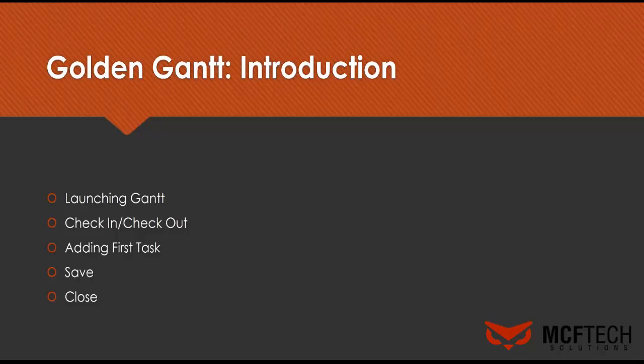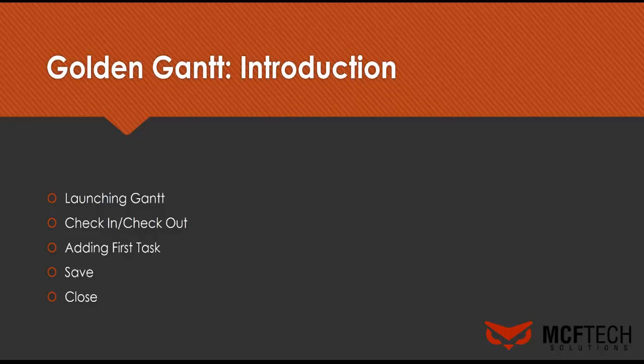Today's lesson will be an introduction to MCF Tech's Golden Gantt. Many of you who are familiar with project management have probably used similar tools in the past, such as MS Project, etc. The difference between these conventional desktop platforms and MCF Tech's Golden Gantt is that we provide direct access to your project data in QuickBase, giving you real-time collaboration, while at the same time providing robust features typically not available in an online platform.